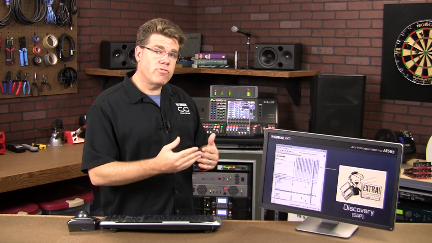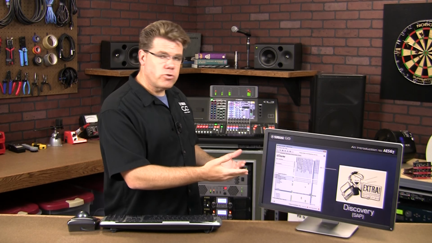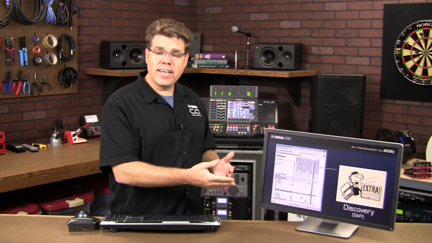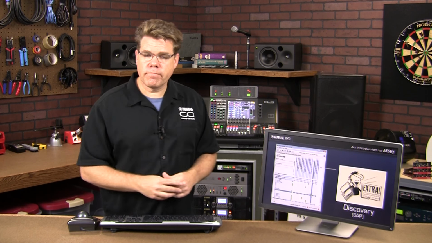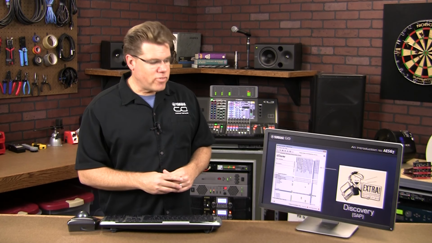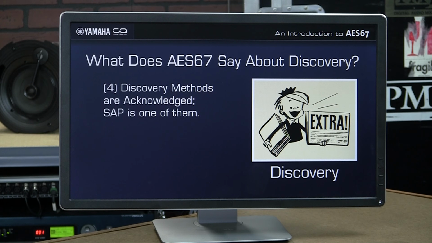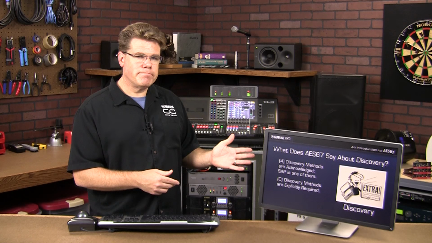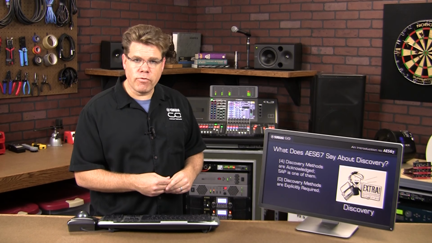Now, if the device that you're using as a source doesn't have an SAP announcement, Dante Controller will never know about it, it won't show up in the list, and you'll never be able to patch it to an AES67 enabled Dante device. So this is fairly important. So what does the AES67 standard say about discovery? Well, it acknowledges 4 different discovery methods, and SAP is one of them. However, it draws no conclusions on using any of them. So this is a conundrum, and how you interpret this will probably depend on the nature of the network solution you're coming from.